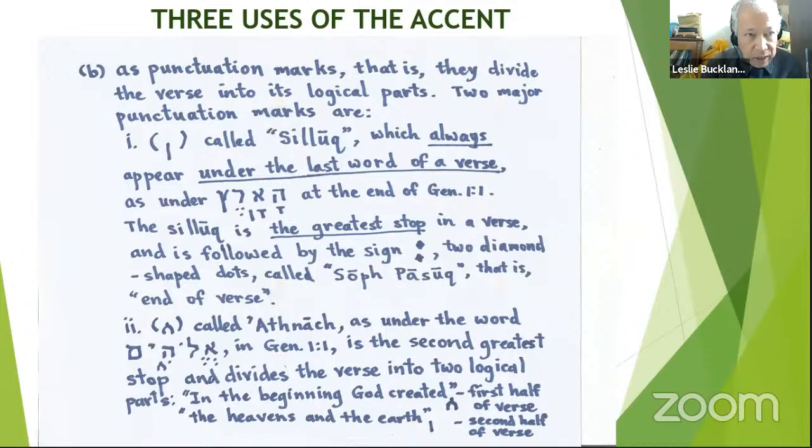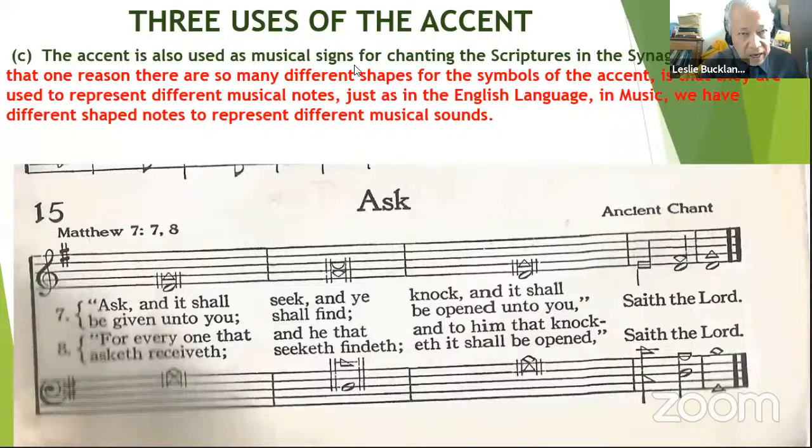Now there is another use of the accent. The accent is also used as musical signs for chanting the scriptures in the synagogues. I believe that one reason there are so many different shapes for the symbols of the accent is that they are used to represent different musical notes. Just as in music, there are different shaped notes to represent different musical sounds.